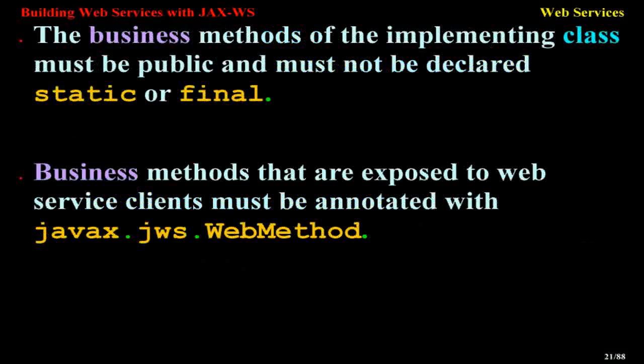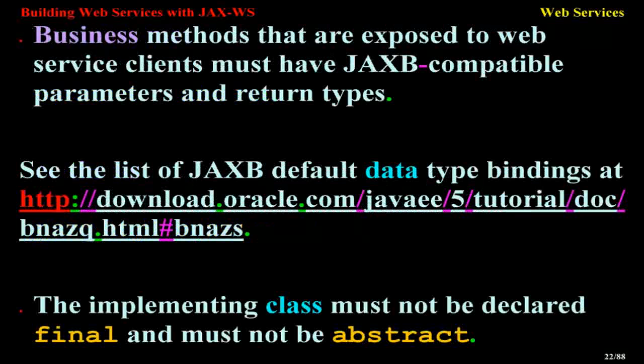The business methods of the implementing class must be public and must not be declared static or final. Business methods that are exposed to web service clients must be annotated with javax.jws.WebMethod. Business methods that are exposed to web service clients must have JAXB-compatible parameters and return types. See the list of JAXB default data type bindings at http.